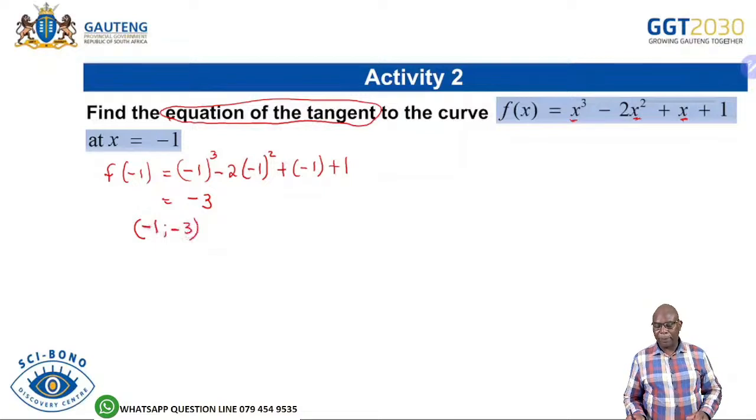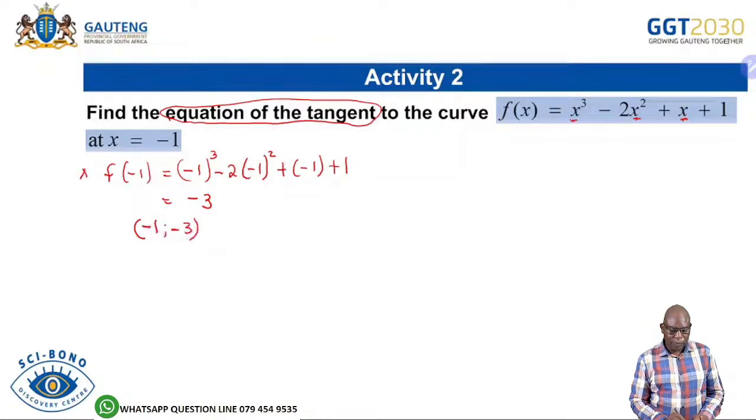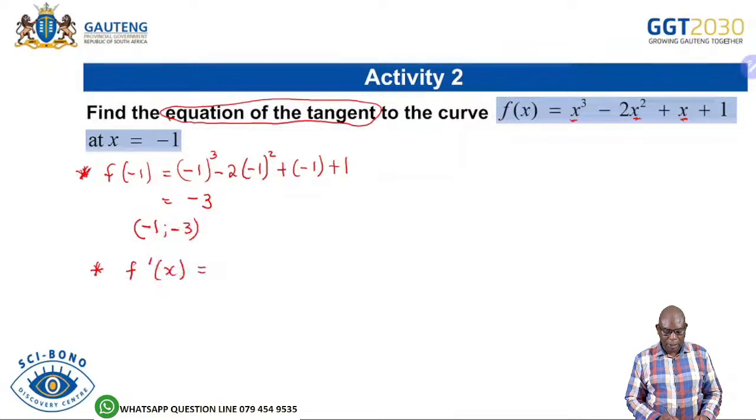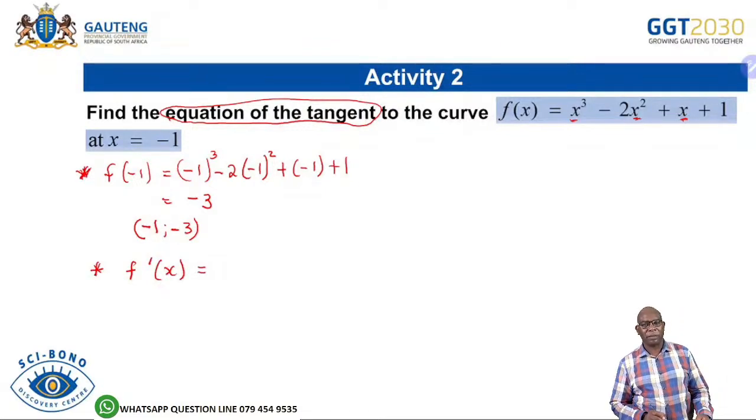So that's my point. So what do I need next? I'm done with the point. The next thing that I need is the gradient. Remember, if I've got a point, I need a gradient. If I've got a gradient and a point, I can do the equation of the line. So those are the main 3 steps that you need to understand to get the equation of the tangent. So now I need to get the derivative. For me to get the gradient, I need to get the derivative.